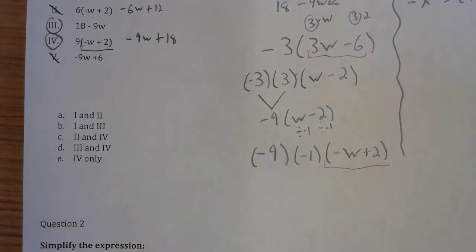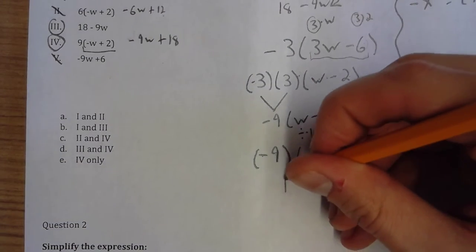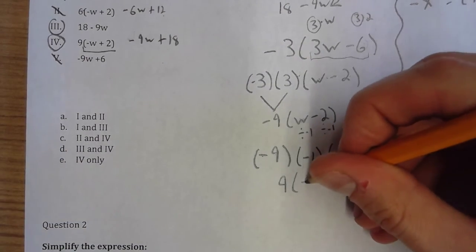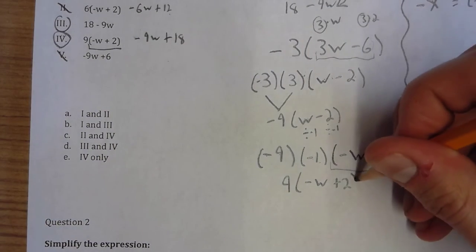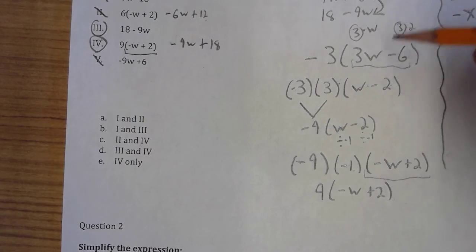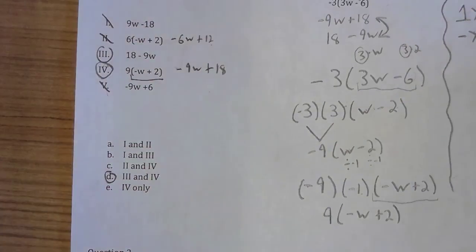We have one more step. This negative 9 times negative 1 is going to get us just a positive 9. The parentheses stay the same. We have a negative w plus 2. And that is how we get from our original equation to number 4. So D is our answer.